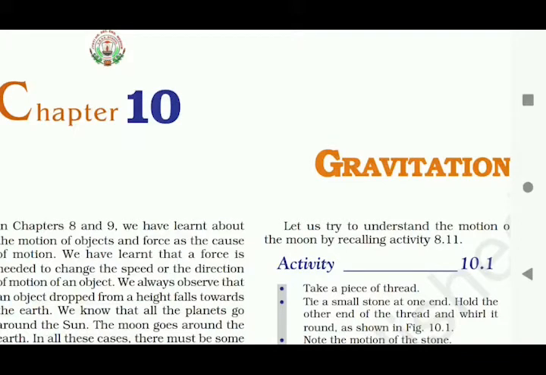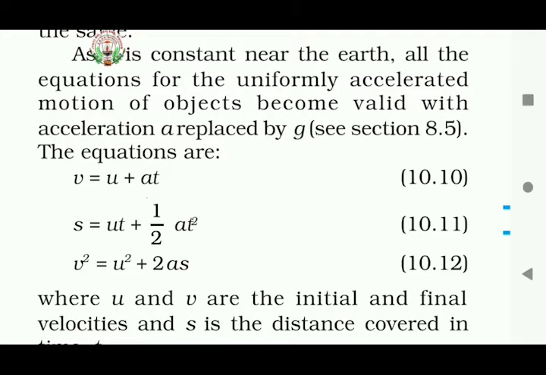Also we had discussed how to calculate the value of acceleration due to gravity. What is the value of acceleration due to gravity? That is equal to 9.8 meter per second square. But it is not constant. It varies from place to place. In this video, we will see what are the equations of motion for freely falling bodies and what are the differences between mass and weight.